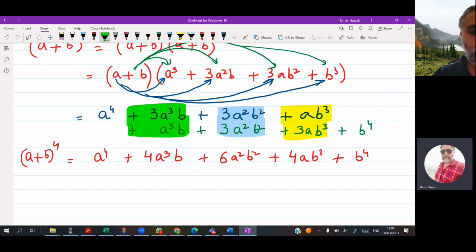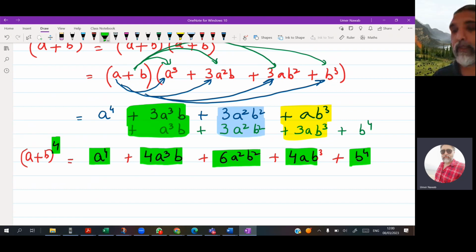First thing, power 4. How many terms? 1, 2, 3, 4, 5. Our guess was correct that we are going to get 5 terms. Since our power is 4, so in the expansion, we will get one more term, so 5 terms. So our guess was accurate.